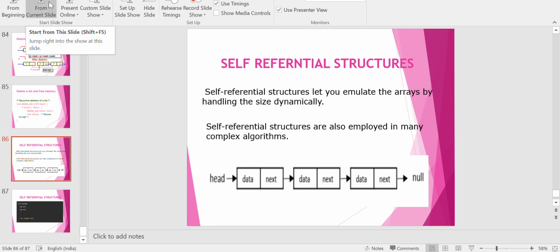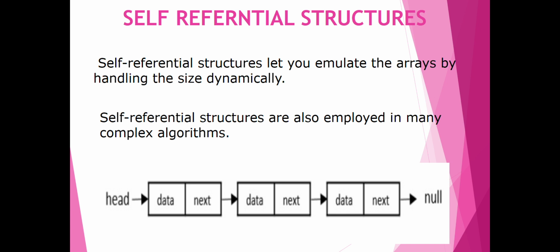Actually, when you are speaking about an array, the array is a static memory, where once you fix the size of the array, you are not able to change the size of the array during runtime. Regarding structures also it is the same thing, but with self-referential structures, we'll be able to change or handle the size dynamically. These self-referential structures are very much used in complex algorithms, and mainly used in creating a list, a linked list.